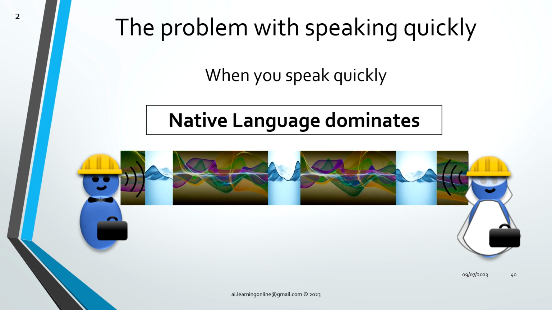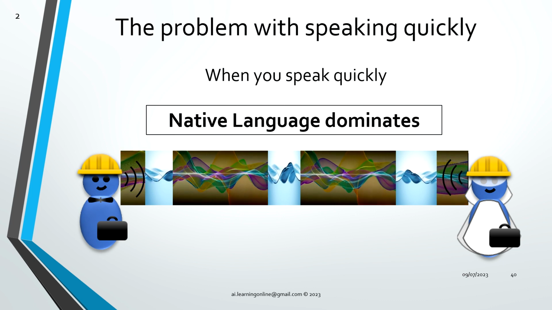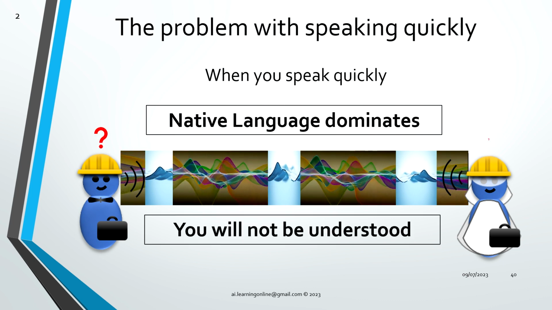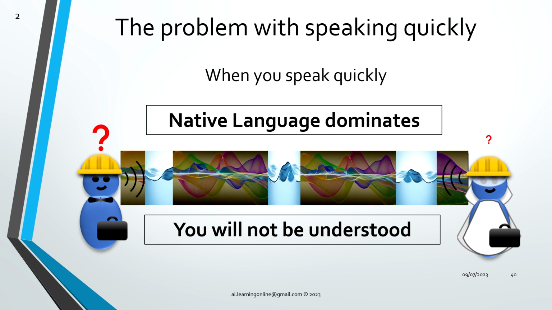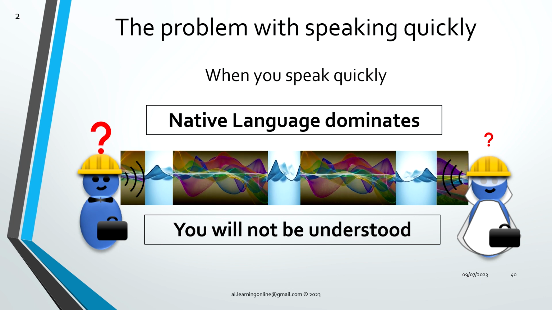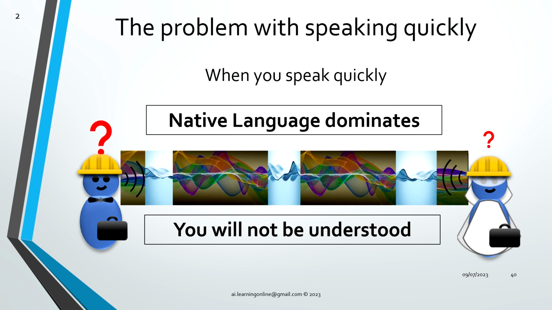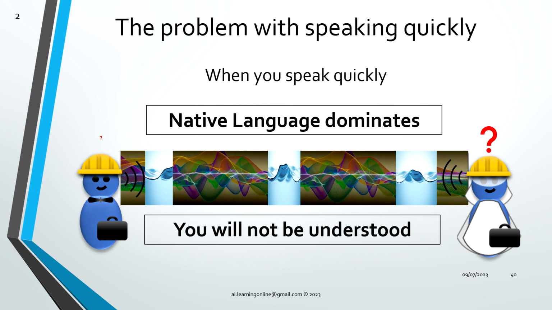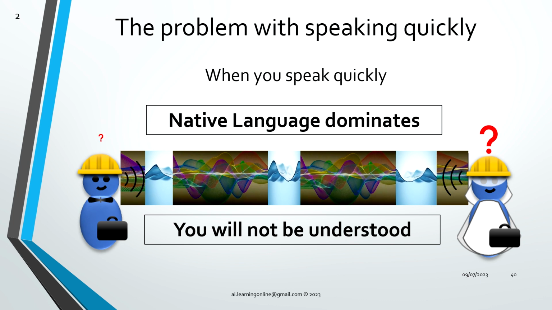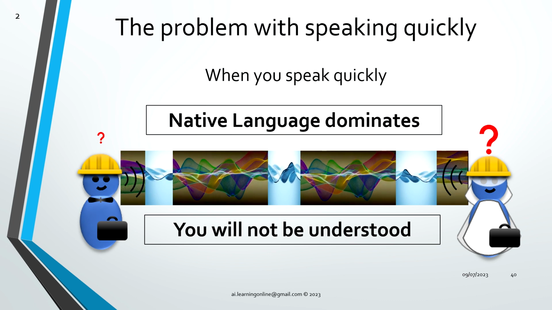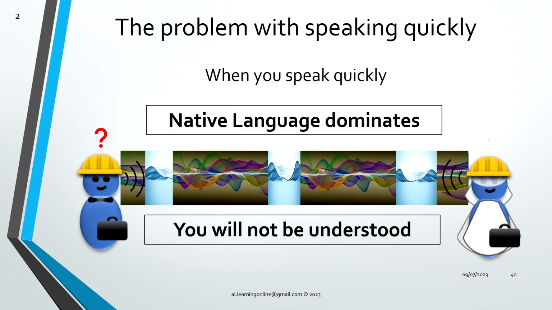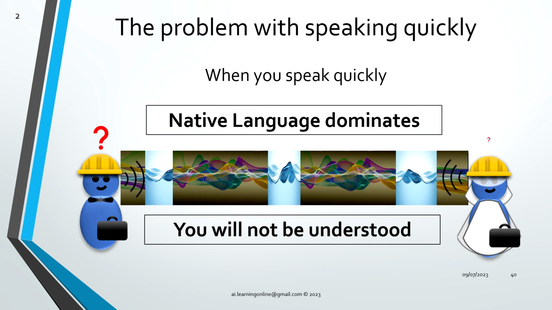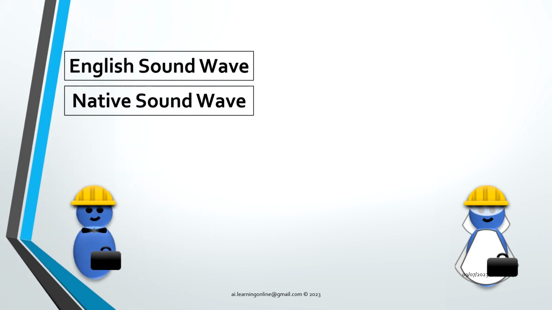We start hearing more of your native sounds. And when you speak too quickly, we then start to lose those thoughts. We don't know what you're trying to say. You won't be understood. And so it's quite important then to start speaking a little bit slower to help you keep closer to the sounds and the syllables of the English words you're trying to say so that your native language does not dominate those particular syllables. And we'll see a little bit more on the next slide.